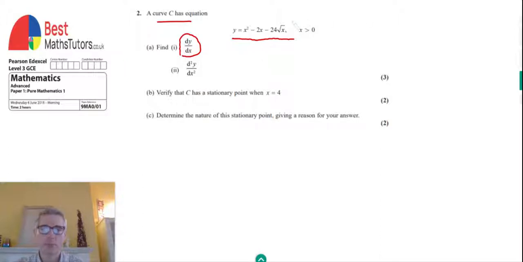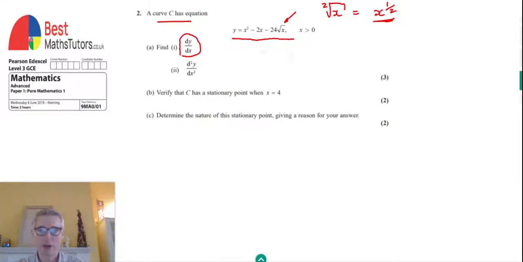In order to do that, we're going to need to write this in index notation, which means taking this root, and instead of having a square root sign, we need to put it as a power. Since we know that root x is actually equal to x to the power half, that's something we need to know at A level. We can write the root as the bottom number of the fraction. Since this is a square root, this becomes x to the power half.